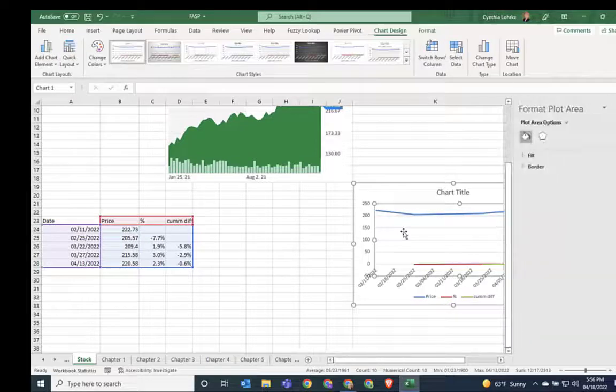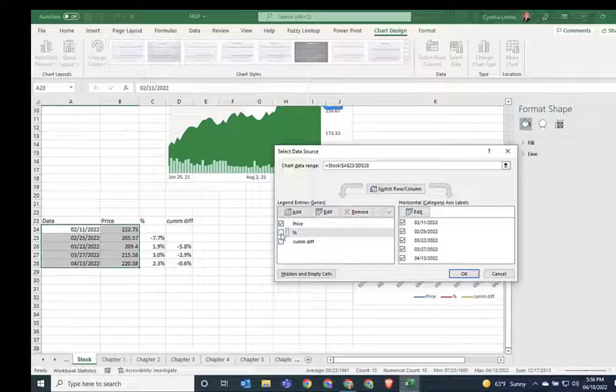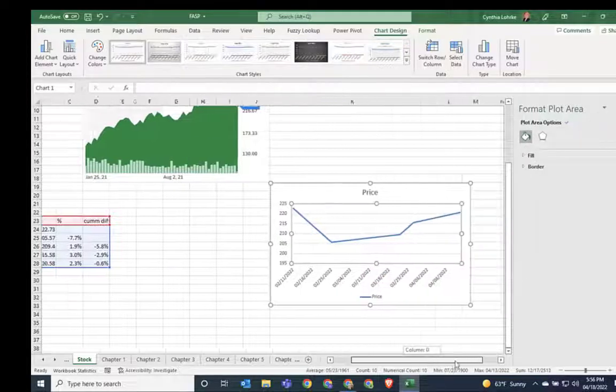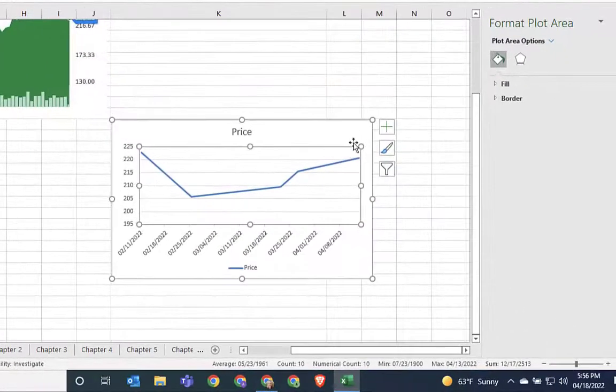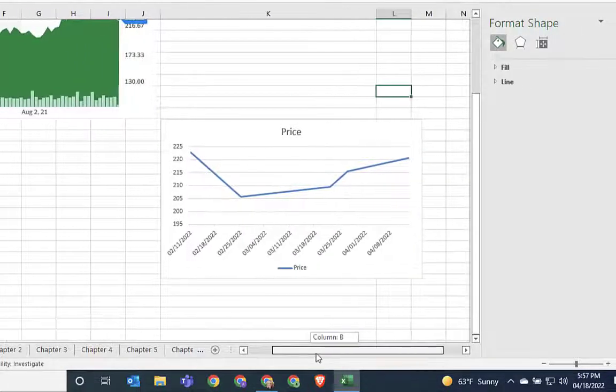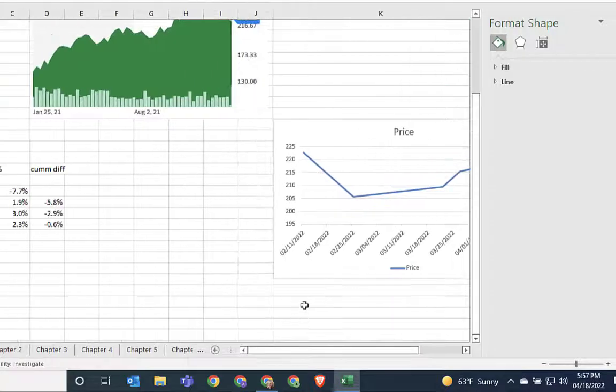So I'm going to double click on the chart. And I'm going to go to Select Data. And I'm going to take off the cumulative difference and the percent. And click OK. And now I have my chart. Here's my price for each date that I held my stock. So you can see for me, I went way down in the semester and then I'm almost back to even.